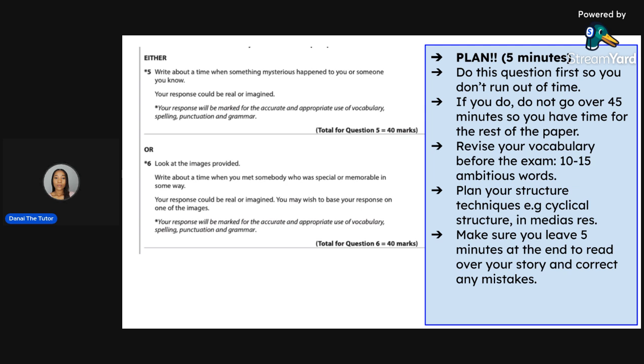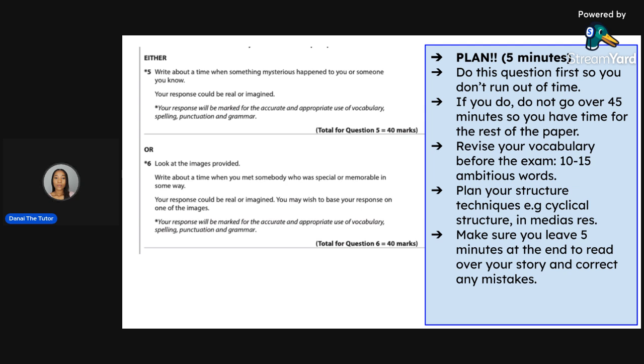The first thing you need to remember to do is to plan. Take some time to plan your answer, okay? About 5 minutes out of the 40 marks. I do have videos on how to plan for this question. Do this question, as I mentioned, first, so you don't run out of time. If you do start with this question, do not go over 45 minutes. You have time for the rest of the paper.